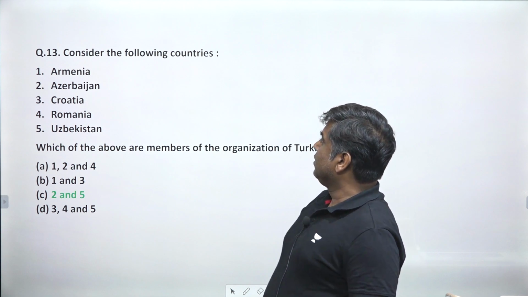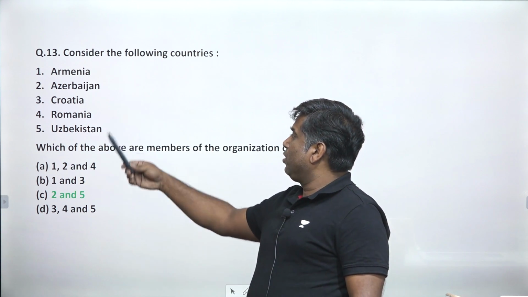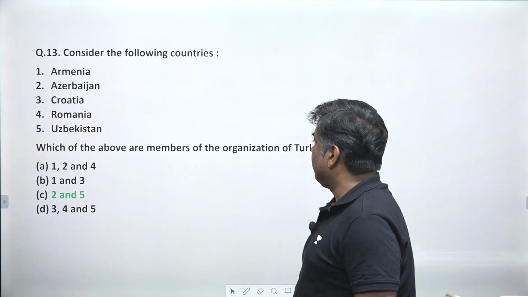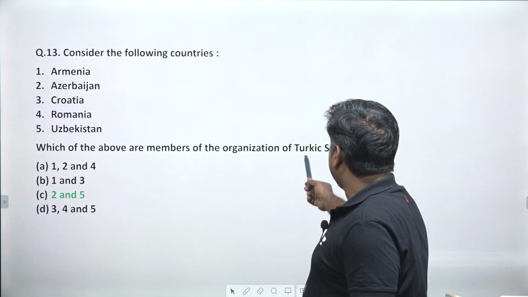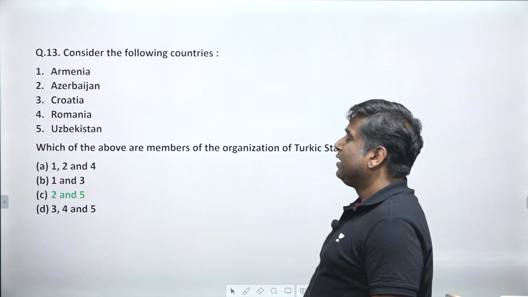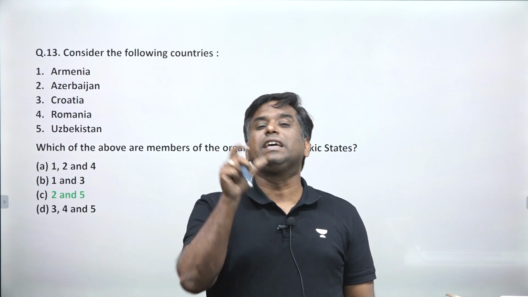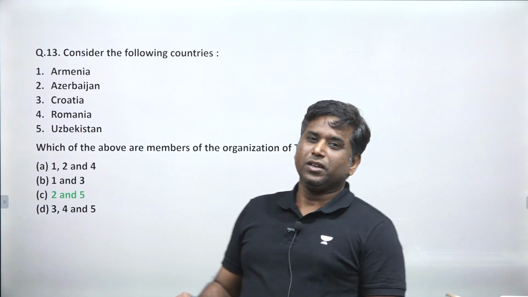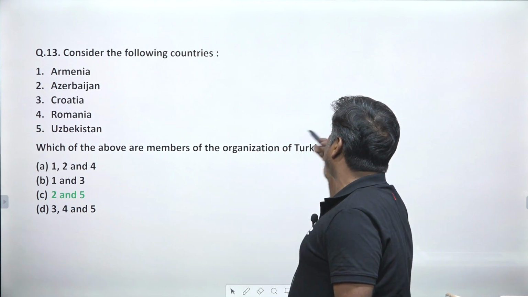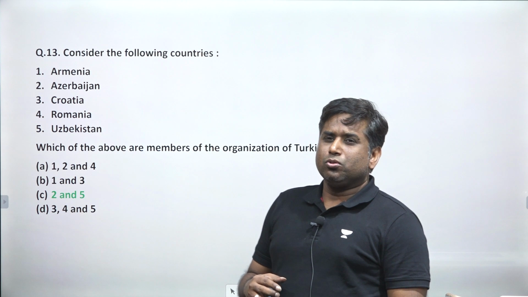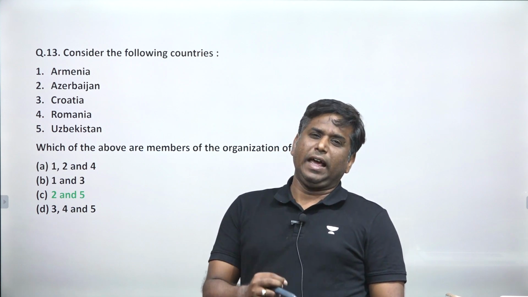Consider the following: Armenia, Azerbaijan, Croatia, Romania, Uzbekistan. Which of the following are members of the Organization of Turkic States? This Turkic state is an organization of Turkic-speaking states. The first biggest catch was there: what is Turkic? Those who speak the Turkic language.